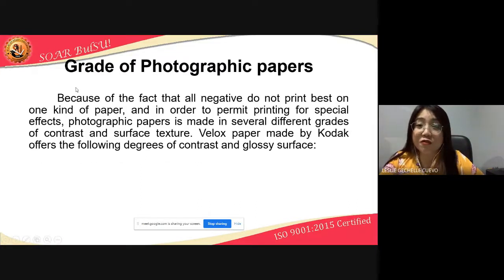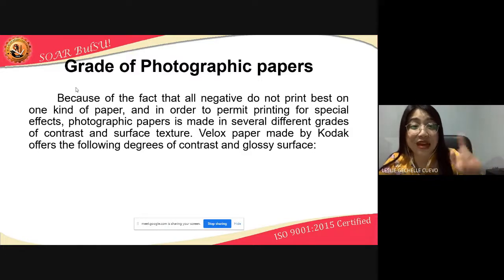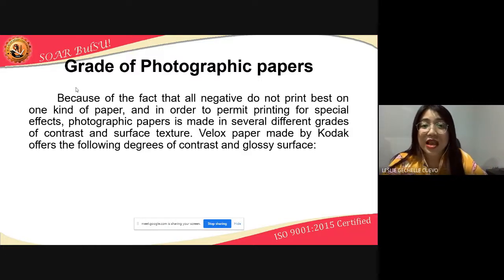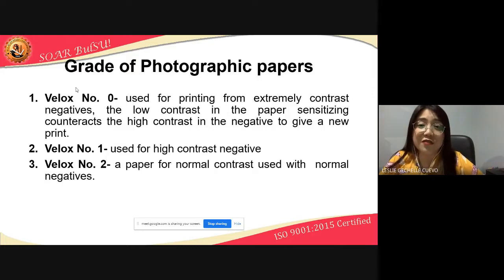Then we have grade of photographic papers. Because of the fact that all negative do not print best on one kind of paper, kasi nga, di ba, may low contrast negative, may high contrast negative, kaya hindi iisang papel lang ang pwedeng pagprintan. And in order to permit printing for special effects, photographic papers is made in several different grades of contrast and surface texture. Velux paper made by Kodak offers the following degrees of contrast and glossy surface.